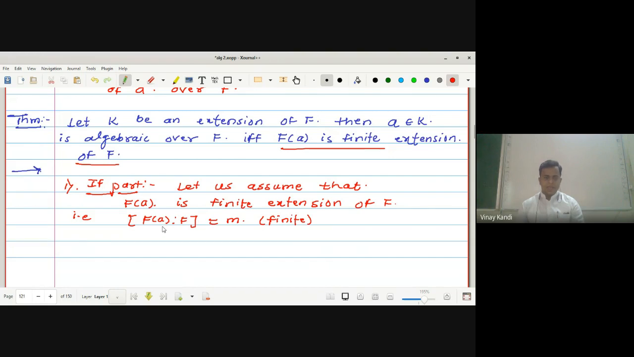ओके, म्हणजे a हा एलिमेंट ओव्हर F वर m डिग्री असलेला पॉलिनॉमियल सॅटिस्फाय करतोय. याचा अर्थ to prove that capital A is algebraic element over F. ओके, let degree of F(a) over F is equal to m.